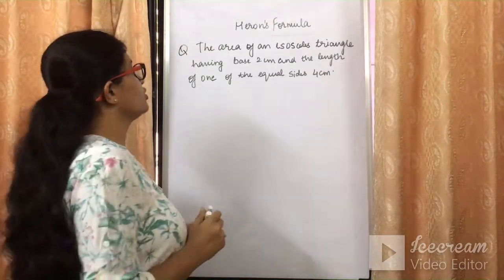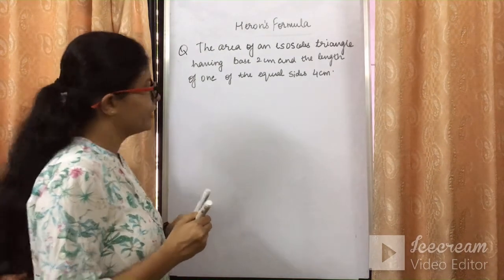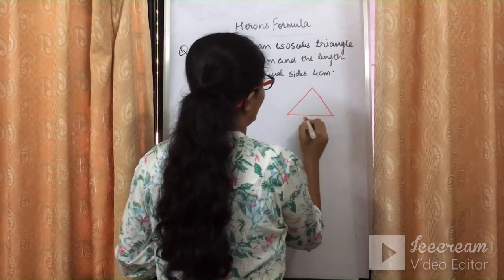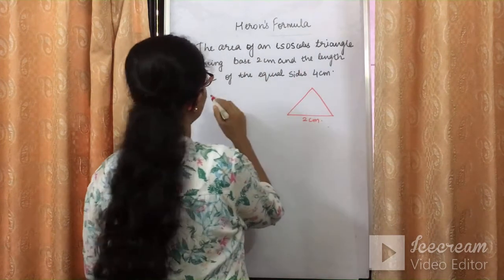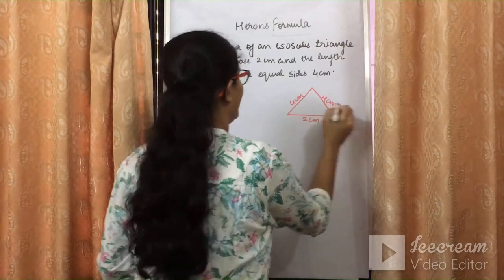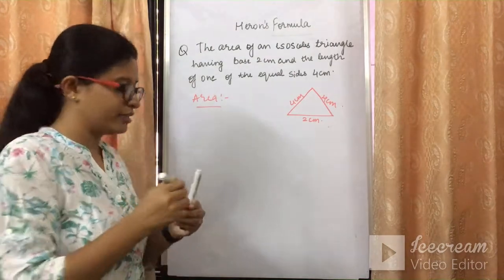So let's have a look on this question. The area of an isosceles triangle, so base of an isosceles triangle is given. Again, this is 2 centimeter it is given, and the length of one of the equal sides, this is 4 centimeter and 4 centimeter. क्या निकालना है? Area निकालना है. So I think it is very easy task now.